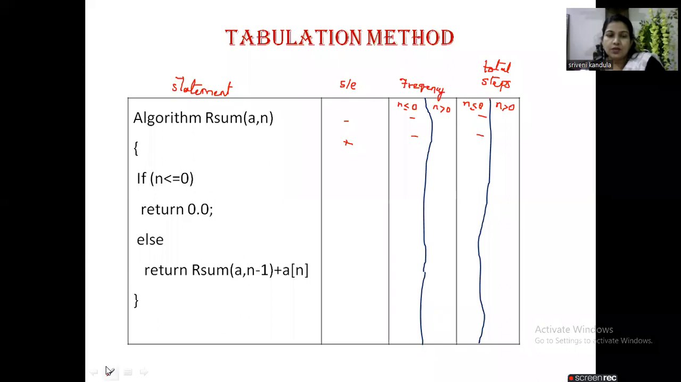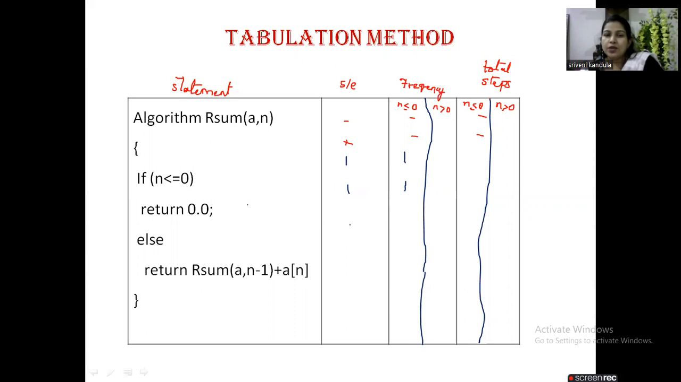So now let us take the value of S by E in case of n less than or equals to 0. How many times is it going to get executed? A total of 1 time, steps per execution. And what will be the frequency in case of n less than or equals to 0? Totally, it is going to get executed for 1 time. And coming to the return part, S by E is 1 and frequency is also 1. In total, it is getting executed only for 1 time.